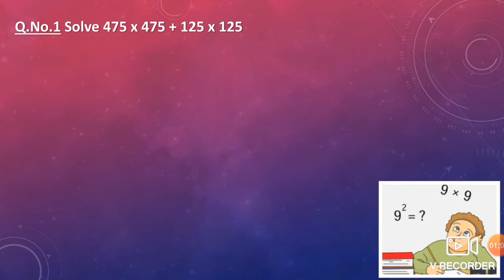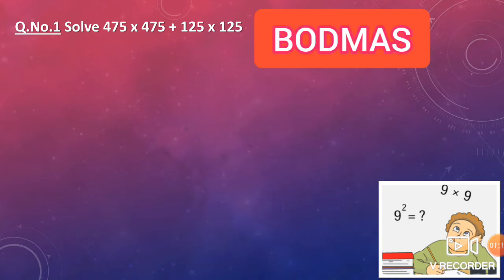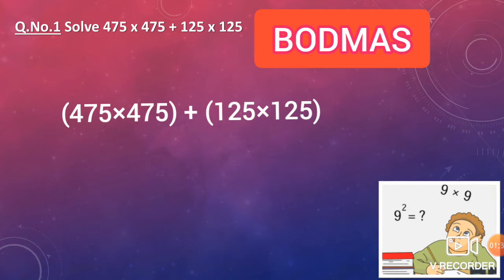475 into 475 plus 125 into 125. We can just multiply these numbers and find the answer by using board maths. That is one option. From that point of view, there are two terms: one is 475 into 475 and the other is 125 into 125. We can multiply both of them and add them to get the answer. But isn't that too tedious?